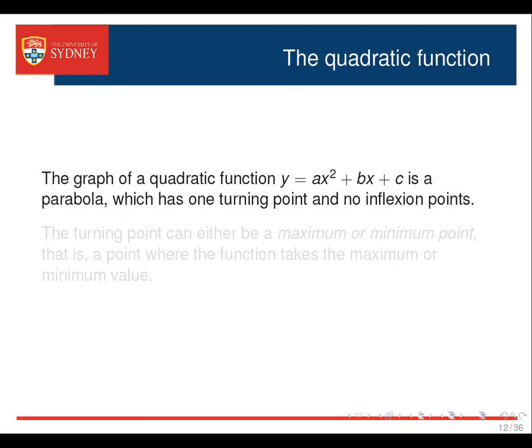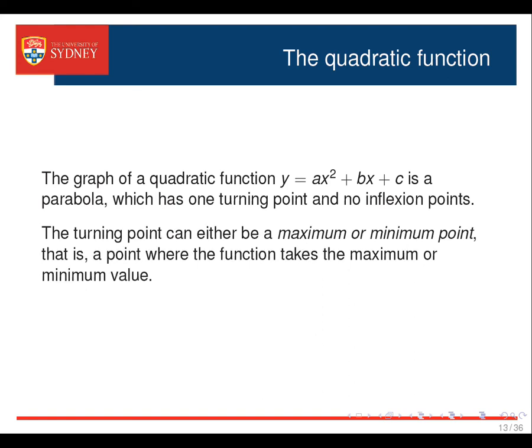The graph of a quadratic function is a parabola, as was mentioned in the previous module. This means that it has one turning point and no points of inflection. The turning point can either be a maximum or minimum point. That is, a point where the function takes a maximum or minimum value.